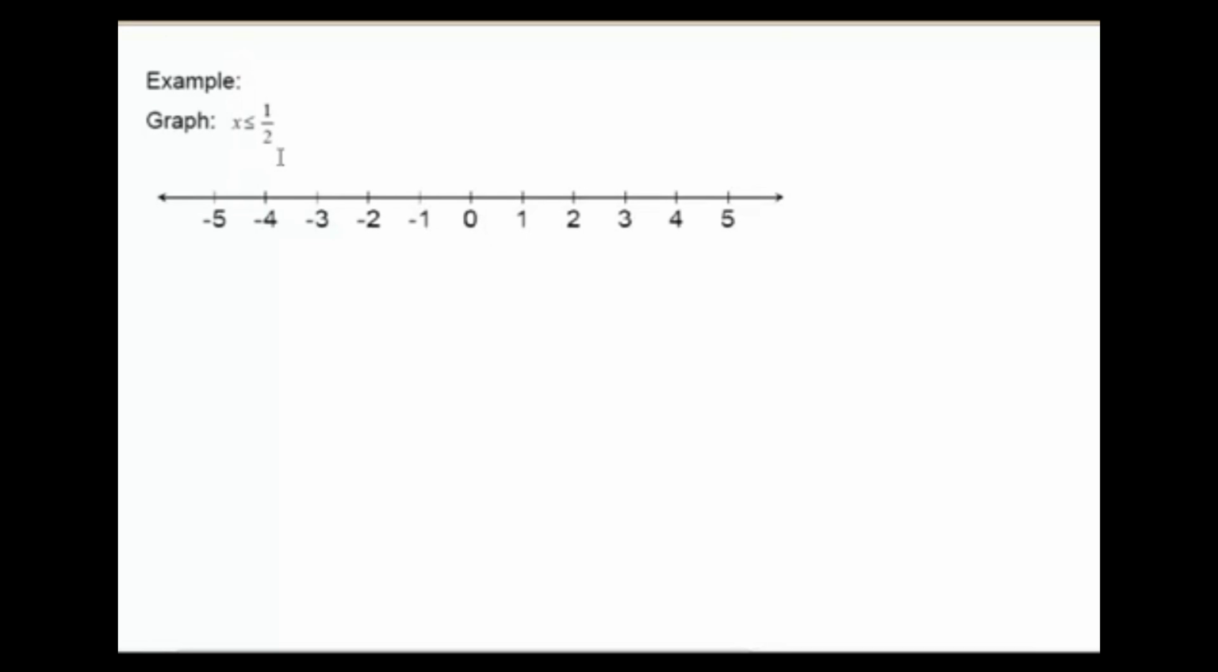Next, we'll graph one that has a fraction. We're just going to have to guess at the location of the fraction. So x is less than or equal to 1/2. So 1/2, it's positive, so it's between 0 and 1. So I'm just going to go about halfway, and we'll say that's about 1/2. And we want to shade for x. x is smaller than the 1/2, so it's going to be to the left.